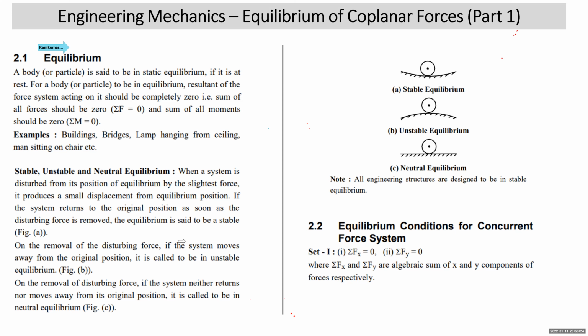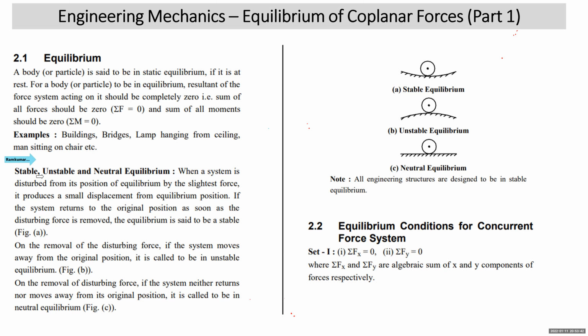Now, what are the examples of equilibrium? Like a building under the influence of various forces acting on it, bridges, a lamp hanging from the ceiling, or a man sitting on a chair. Next, we understand the types of equilibrium.